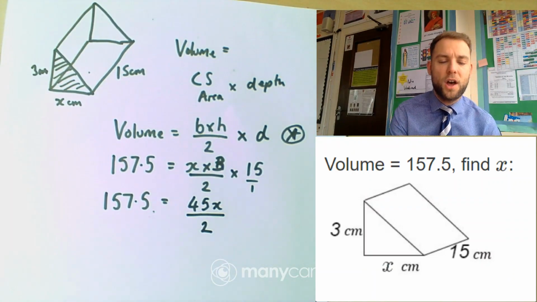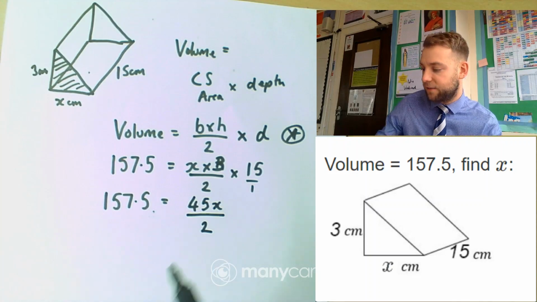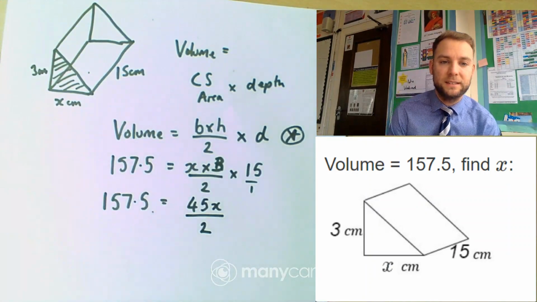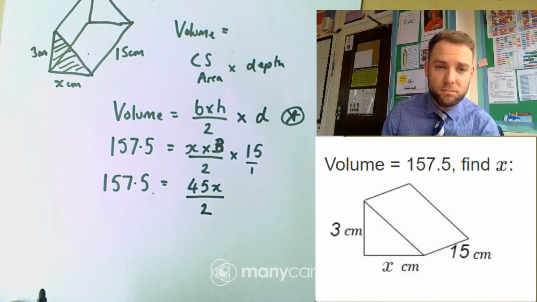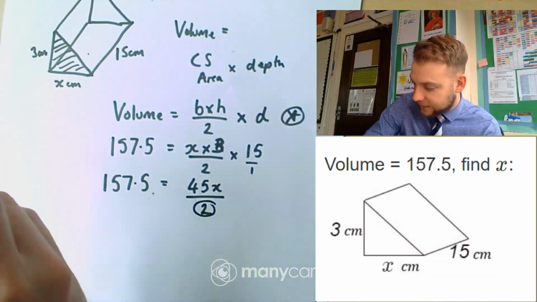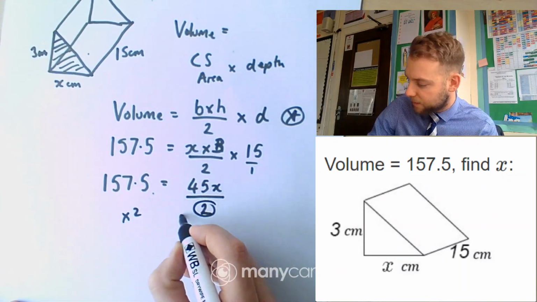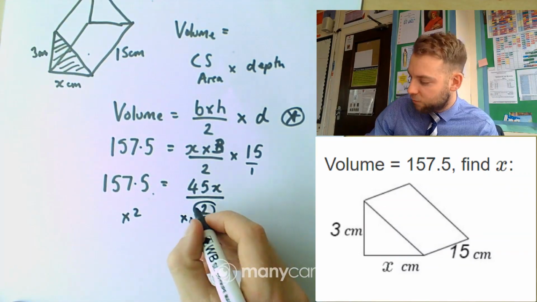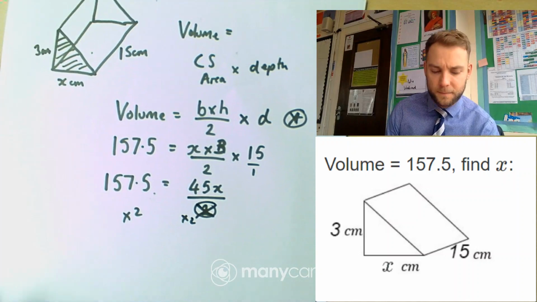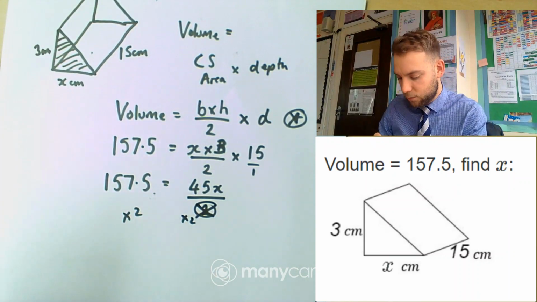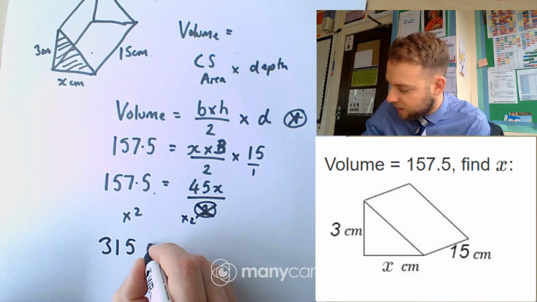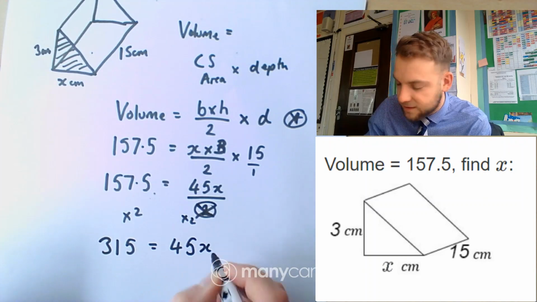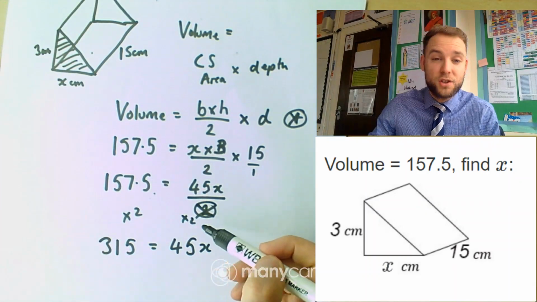And now I can start simplifying this to find out what x is, to find out what this base is. So the first thing I'm going to do is I'm going to get rid of this 2. And I'm going to do that by timesing both sides by 2. That will get rid of that. So then we have 157.5 times by 2, which is equal to 315, which is equal to 45x. That's got rid of that 2, okay?